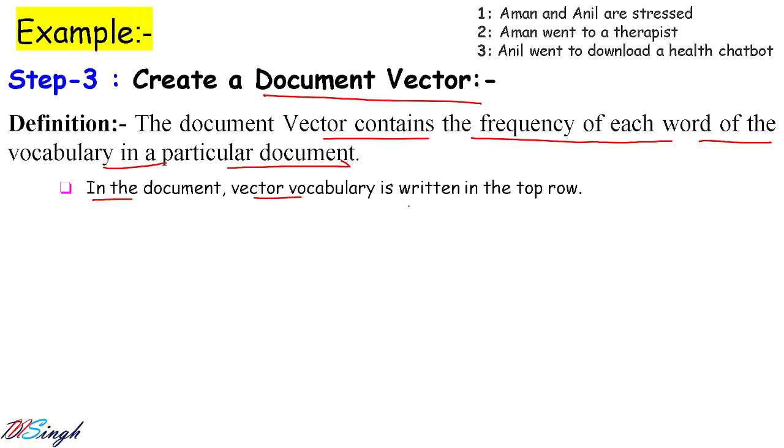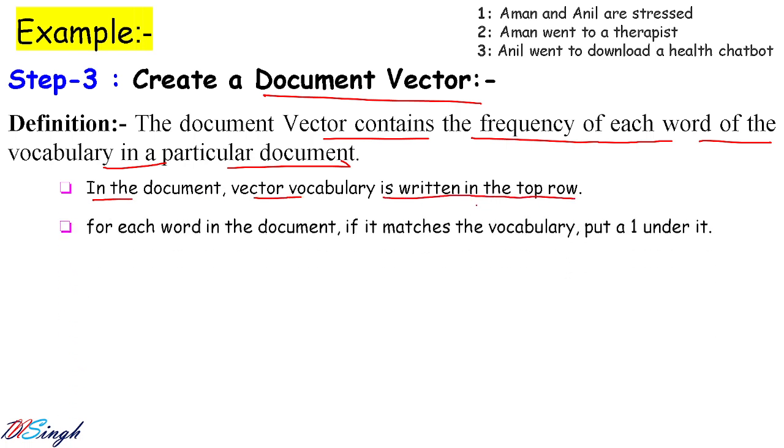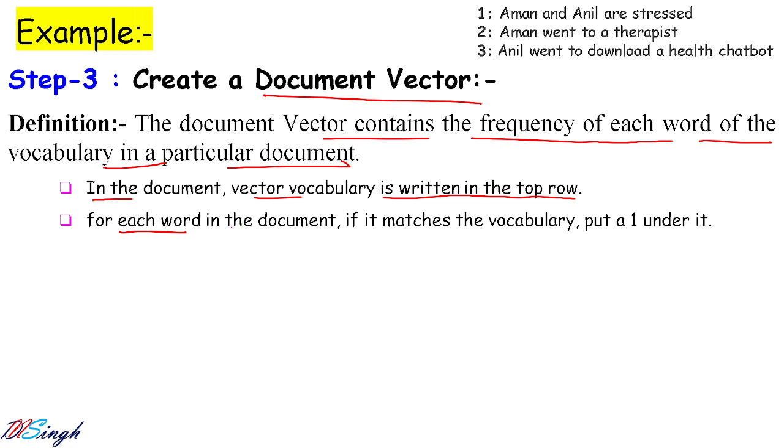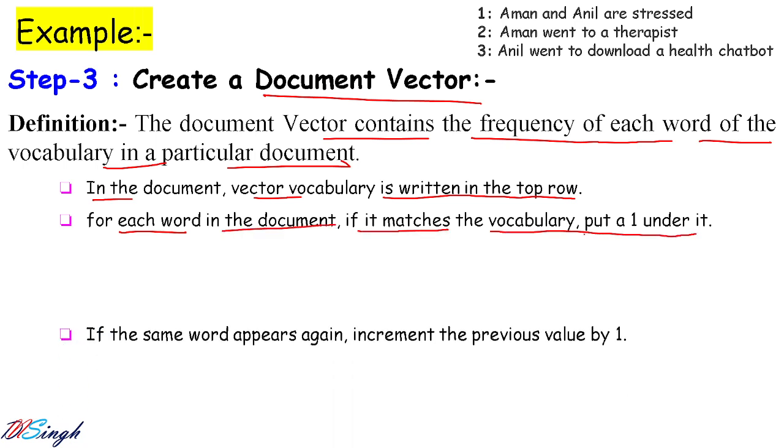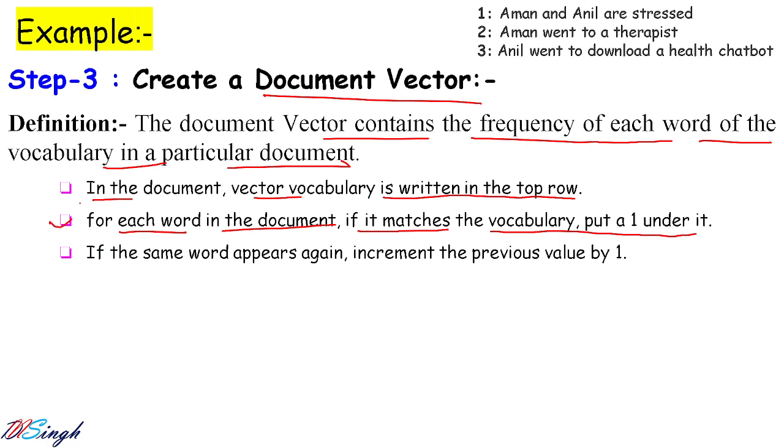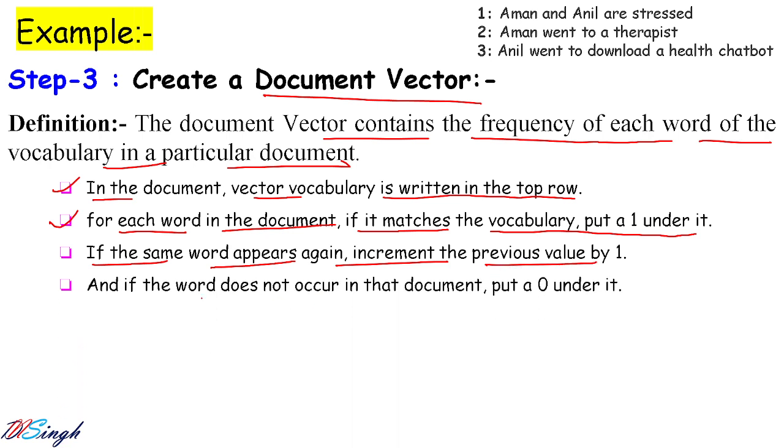In a document vector, the vocabulary is written in the top row. For each word in the document, if it matches the vocabulary, put 1 under it. If the same word appears again, increment the previous value by 1. And if the word does not occur in the document, put 0 under it. So these are the 4 statements, very important to create a document vector for any document.